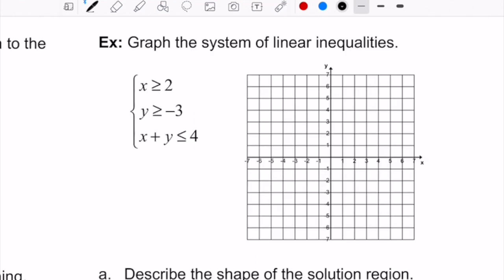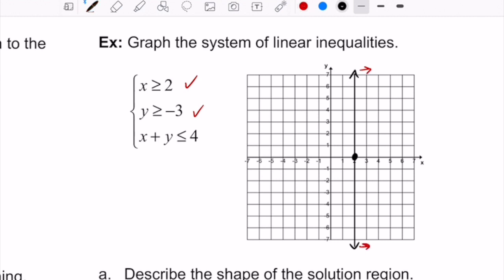Here in the next example, we're asked to graph the system of linear inequalities, but notice on this one, there's 3 lines that we need to graph. The first 2 are all ready to graph, so I'll start by graphing those. X is greater than or equal to 2 is a solid vertical line through the point where x equals 2, and then I'll shade greater than, so I'll be shading to the right of this line.